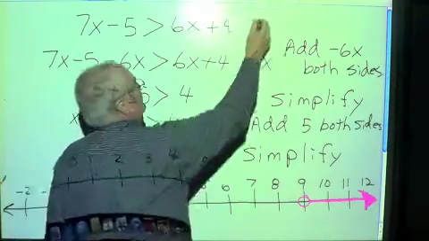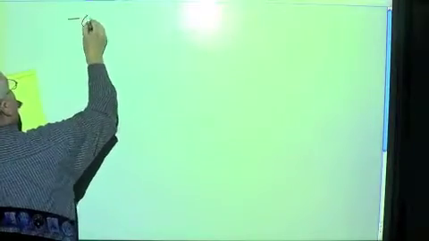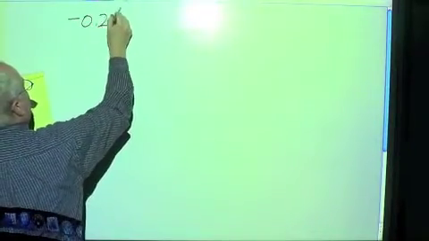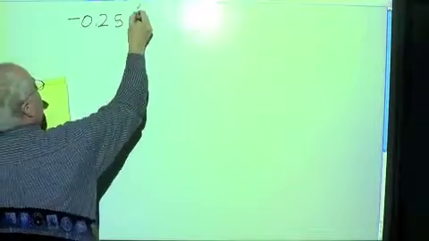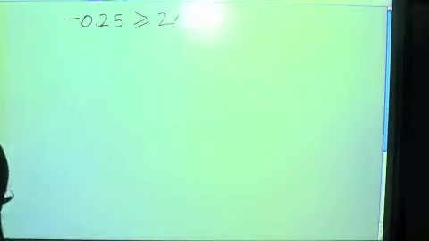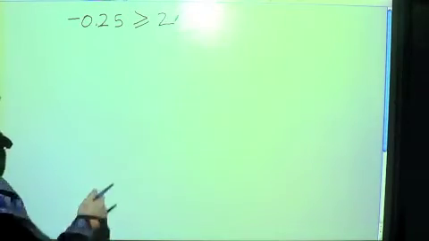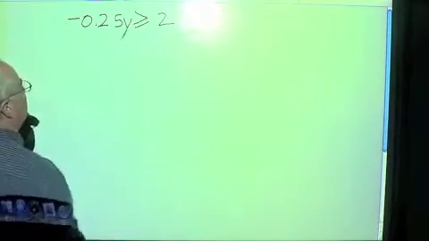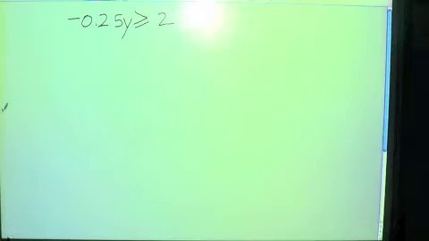Second sample we're going to do. Negative 25 hundredths is greater than or equal to 2. Okay, that's our original. Need to put a variable in there. Let's put a y right there. That will work a whole lot better.